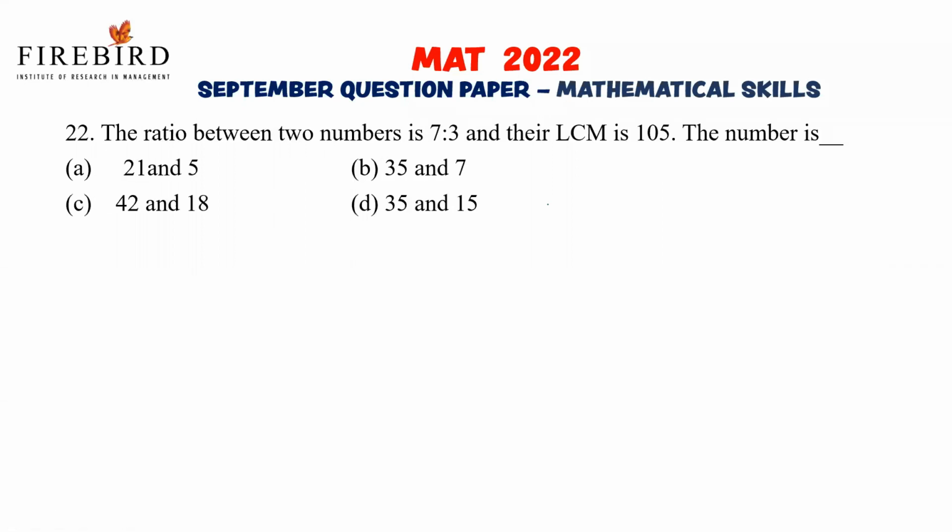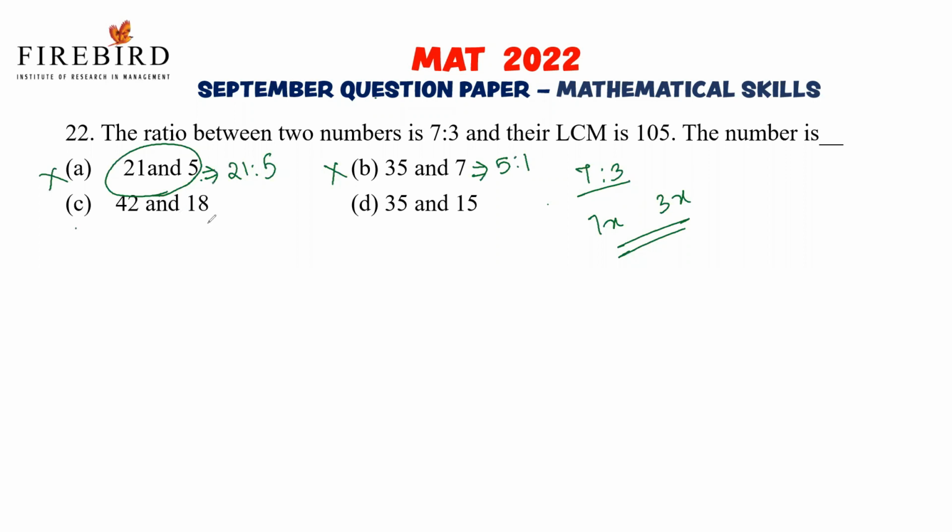Now, again, this is a question based on LCM. By seeing the question itself, I came to know it is a question based on LCM. The ratio between two numbers is 7 is to 3. I told you that if the ratio is 7 is to 3, you should take the values as 7x and 3x. And their LCM is 105. Now find the numbers. If I take 21 and 5, 5 is a prime number and you cannot divide 5 by any other value, so 21 is to 5 is the ratio. So option A is not my answer. If I take 35 and 7, 5 is to 1 is the ratio. So this is also not the answer.